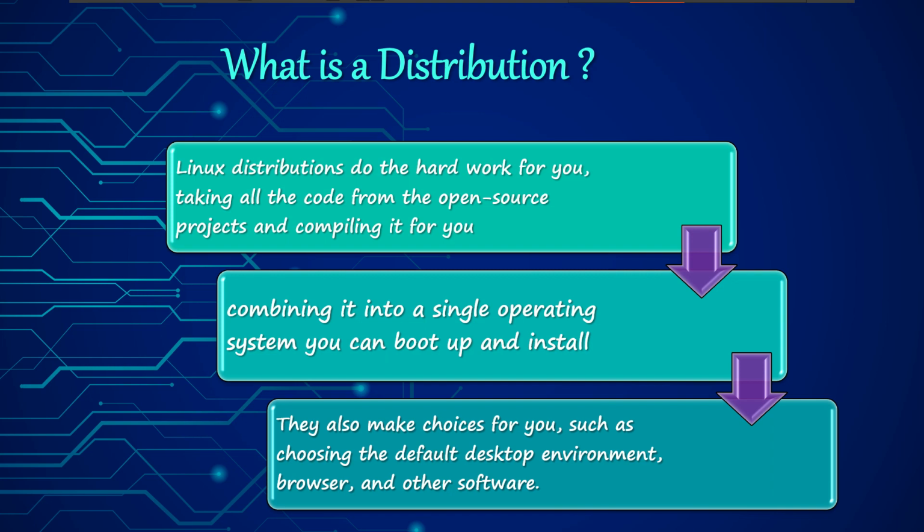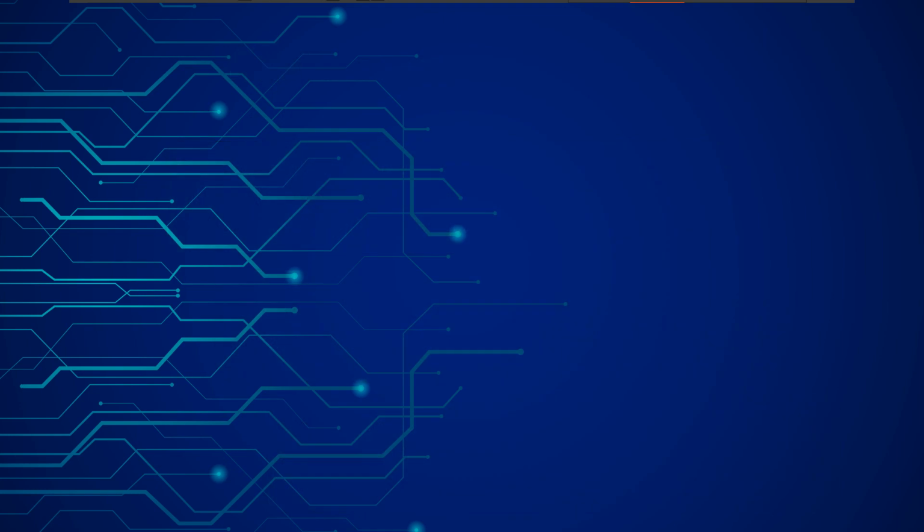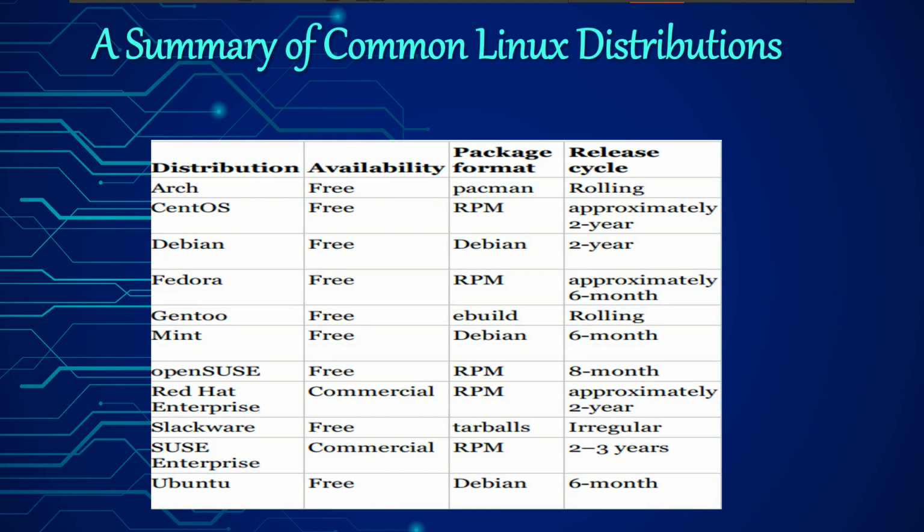Okay, now after you know what a distribution is, let's see some of the common Linux distributions here. Depending on how you count, there are about a dozen major Linux distributions for desktop, laptop, and small server computers, and hundreds more that serve specialized purposes. This table summarizes the features of the most important distributions.